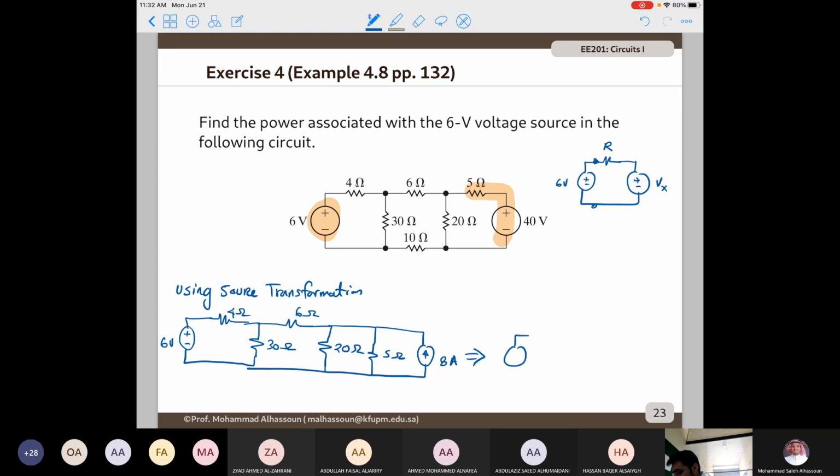So this allows me to simplify the circuit. So I will end up with 6 volt, 4 ohm, 30, and 6.